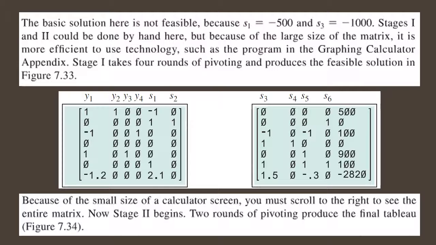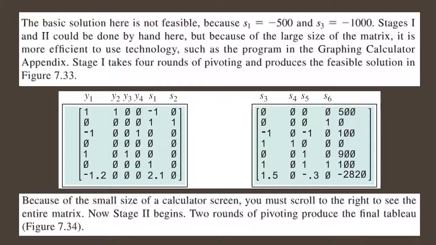And it mentions here stages 1 and 2 could be done by hand, but because it's so large, we definitely want to use technology. The reason they're showing this as 2 separate screens is that on a graphing calculator it's going to take up more than 1 screen, so that's why this is split up.